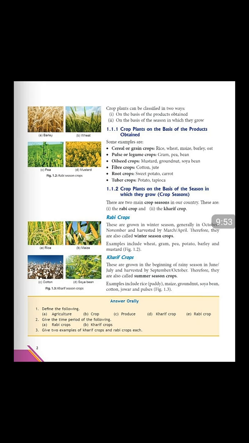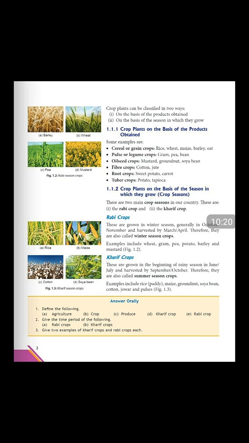The simple terms that you have to define: agriculture, crop, produce, kharif crop, and rabi crop. Agriculture: the branch of science that deals with the rearing of animals and production of crops is agriculture. Then what is crop? The plants grown on a large scale in a large field are called crop. Then what is produce? The production of a particular crop that we are getting from a particular crop is called produce.